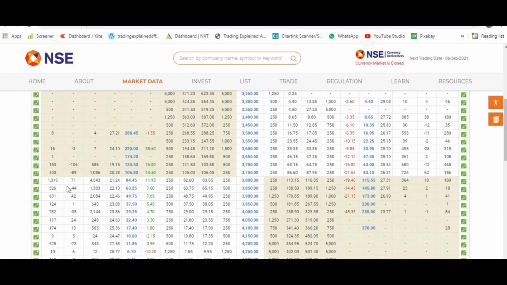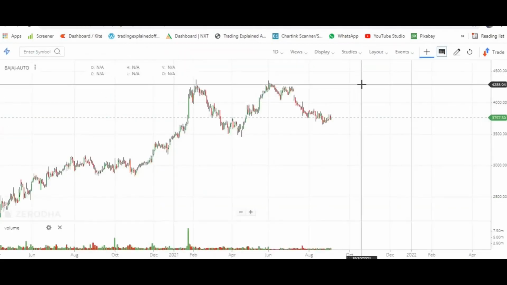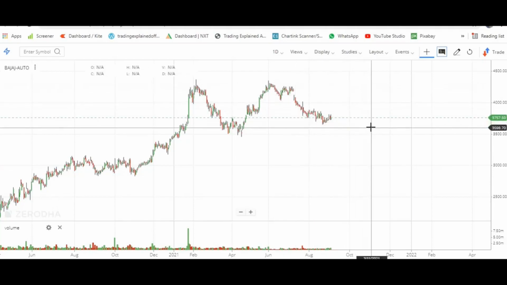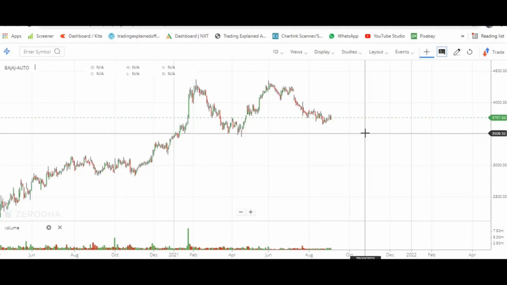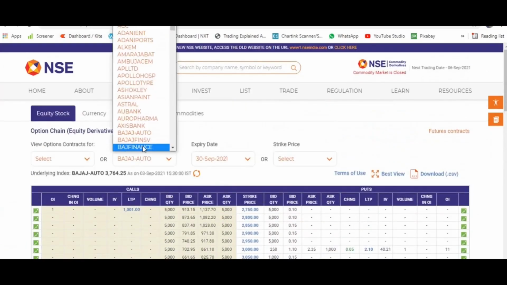If this was a buyer's entry, the stock would have been going up. It would have been going up, but it is coming down. So now it is a seller's entry. It is confirmed that it is a seller's entry. Let's analyze a few more stocks to understand how this works.